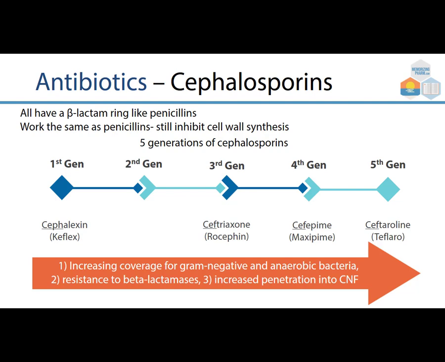As we go up, and again, this is in general, as we go from 4th to 5th generation, things get a little weird. But three good things happen. We increase the coverage for gram-negative anaerobic bacteria. We increase the resistance to beta-lactamases, and we increase the penetration into the CSF, or the cerebrospinal fluid.